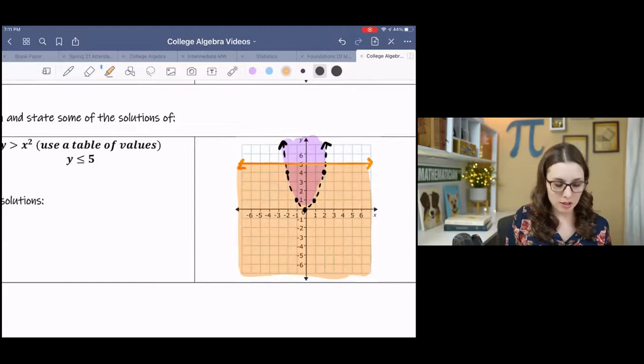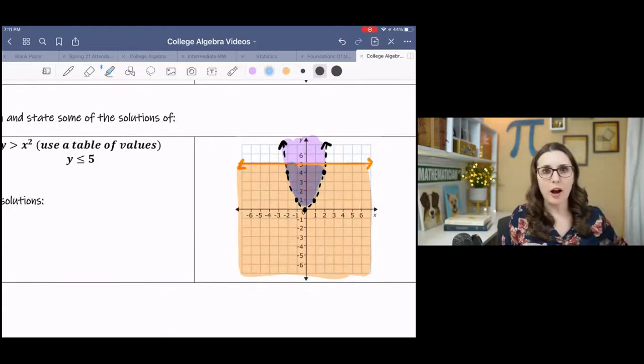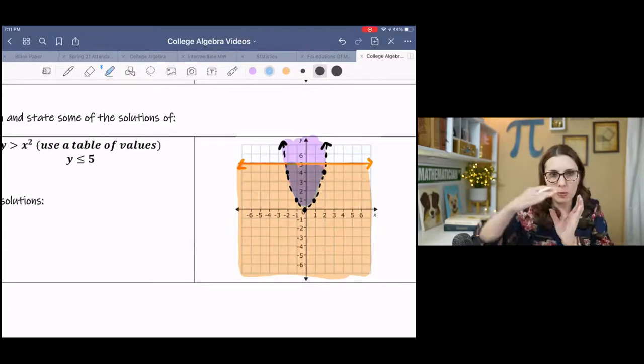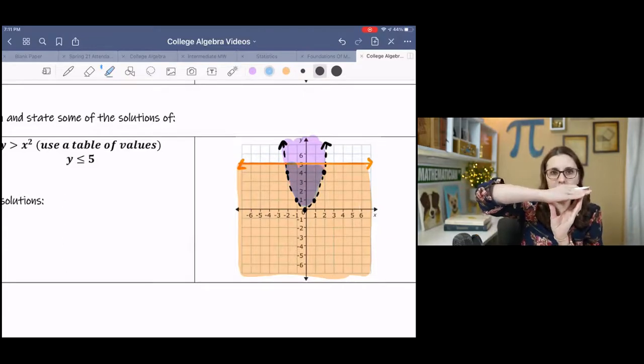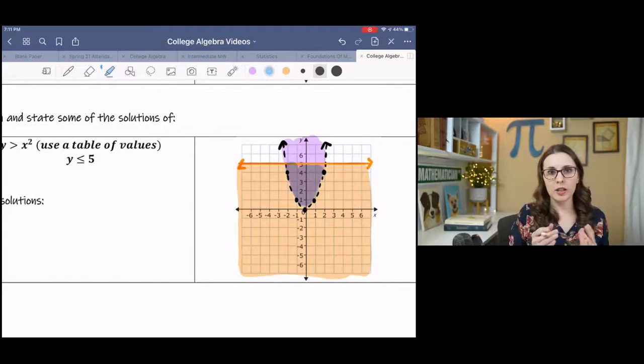All right, so we can see that the overlap is inside this U-shaped graph. So we have this U-shaped graph that's kind of got a lid on it, and this region is bounded by the curve and the line.